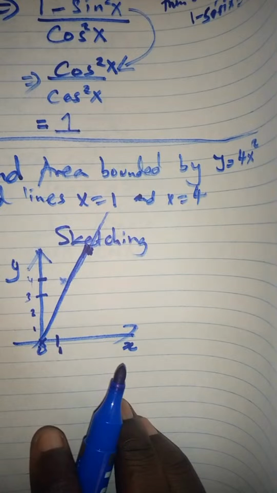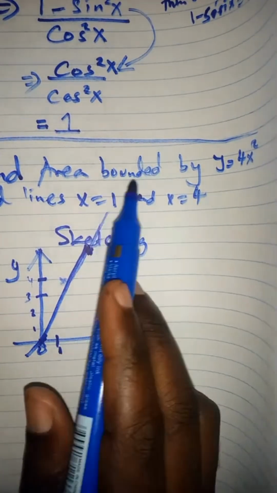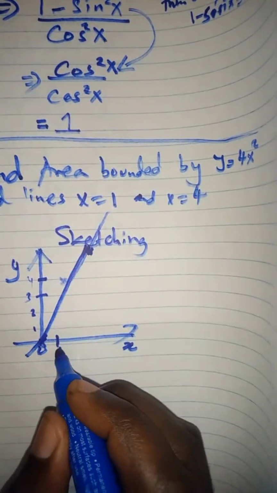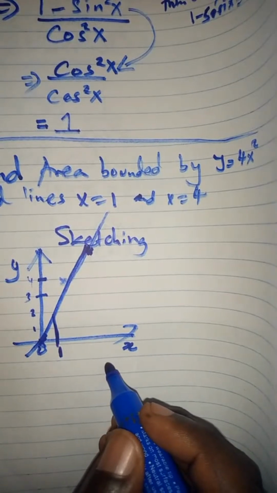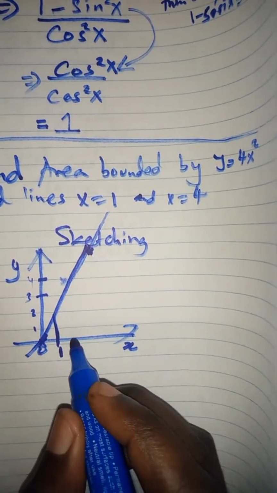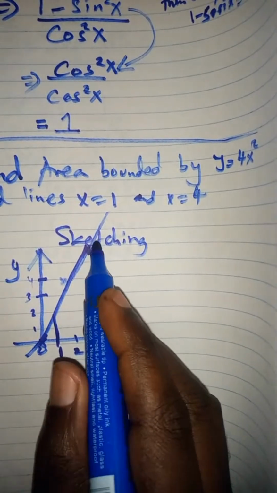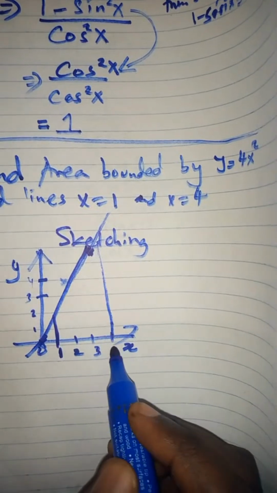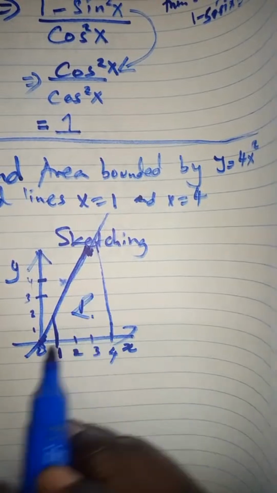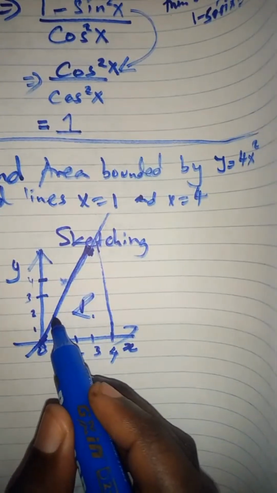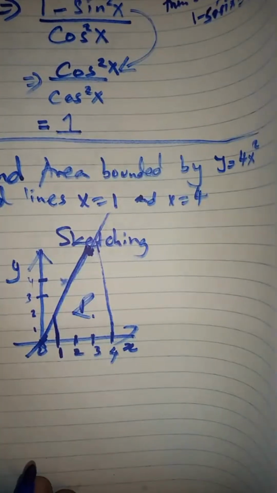But you've been told to find the area between the line x is equal to 1. So that is my point. That is it. And x is equal to 4. So maybe this is 2, 3, and that is 4. So it is a given curve. So this is the required region. So it is from here going like that.